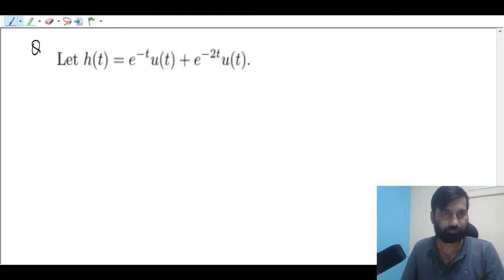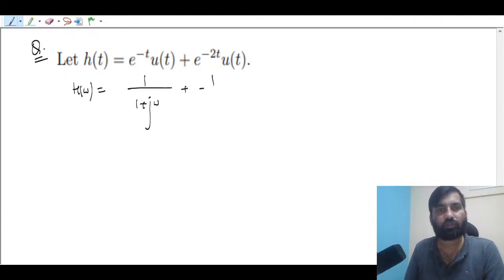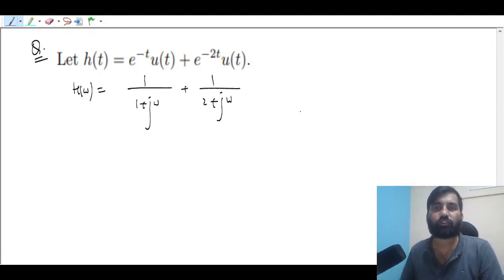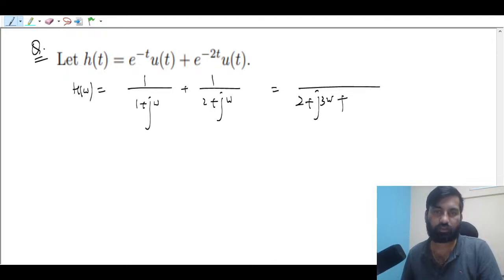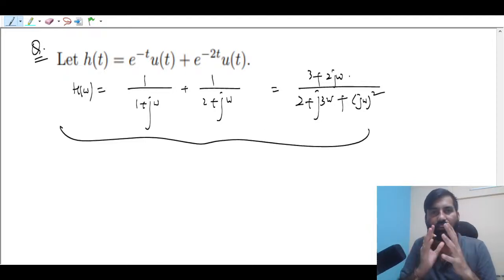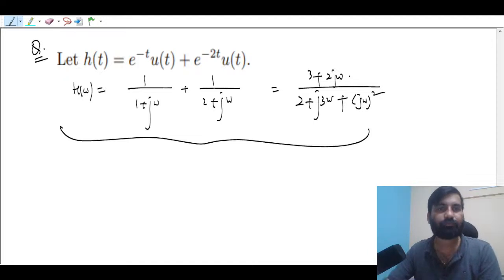Suppose this is a question, and we have to find H of omega. So H of omega क्या हो जाएगा? This is nothing but 1 plus j omega plus 1 by 2 plus j omega. But you have to simplify this. If you simplify, you can take the LCM: 2 plus j3 omega plus (j omega) square, over 3 plus 2j omega, right? So this is the simplification here.